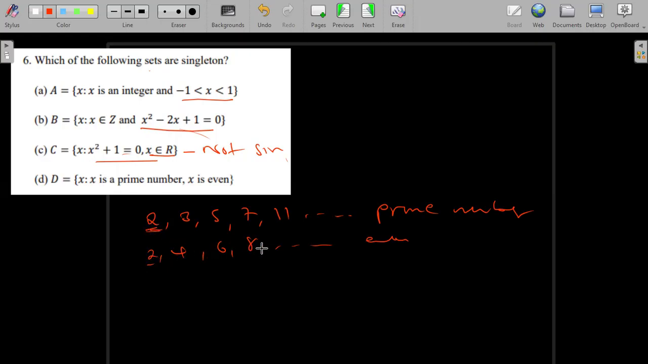When you continue going, that's the only number you find which is common. So meaning the set D is a singleton set that contains the element 2. Set D is a singleton set because it only contains 2. So 2 is both even and a prime number. I don't know if there are any questions here.